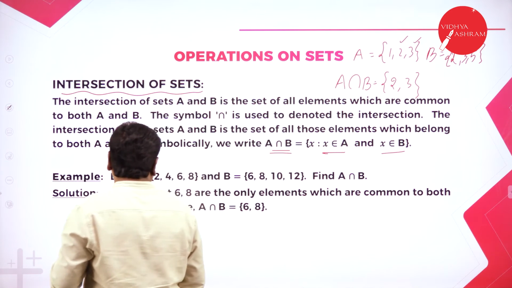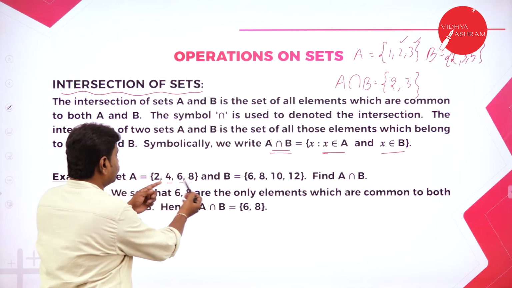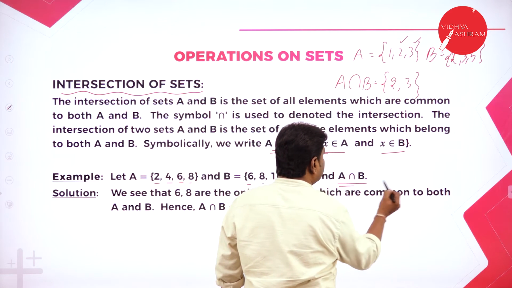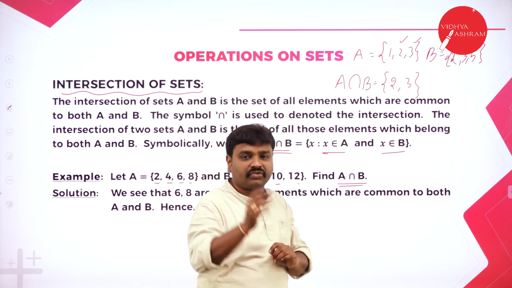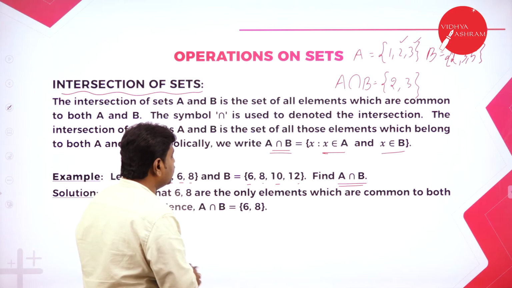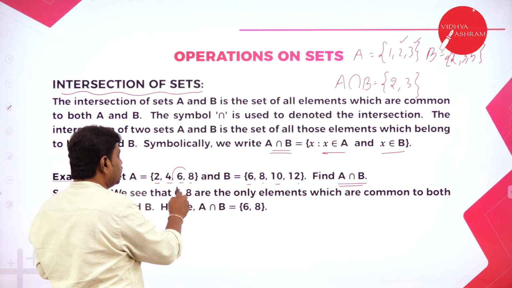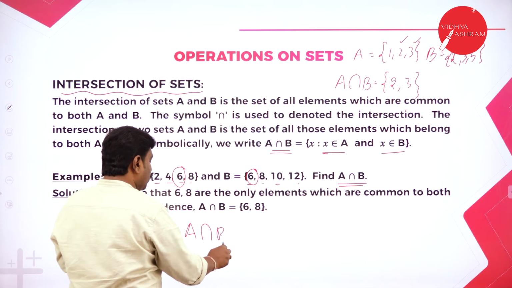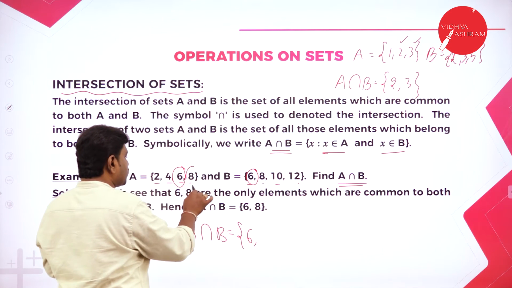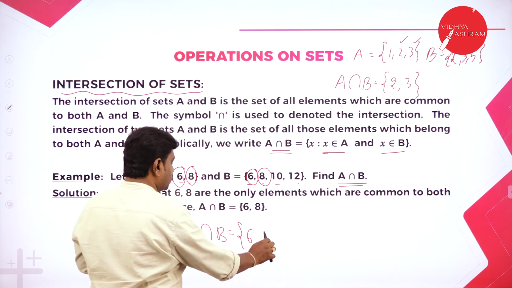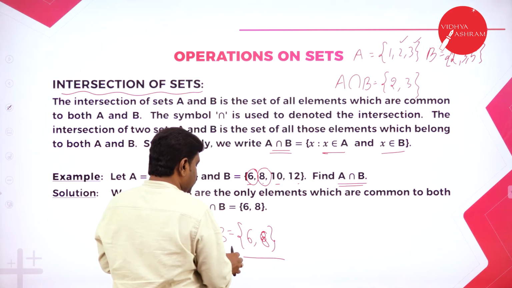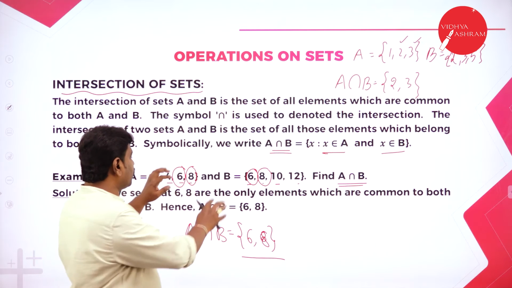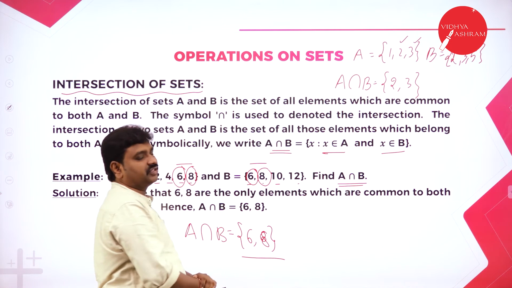Now we'll take an example. Set A contains 2, 4, 6, 8. Set B contains 6, 8, 10, 12. They want you to find A intersection B. How to find A intersection B? Write the common elements. See, 6 is present in A and the same 6 is present in B. So in A intersection B, I can include 6. And 8 is present in A and 8 is present in B. I can also include 8. So intersection is a set containing the common elements of A and B. What are the common elements? The elements which are common to both A and B: 6 and 8. Club them, that's it.